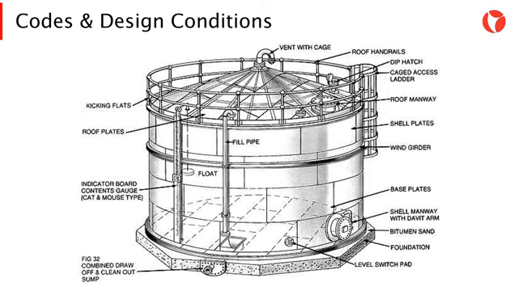A storage tank is formed by a different number of parts as shown in the picture. The main three parts are the shell of the tank, the roof of the tank, and the bottom or base of the tank.